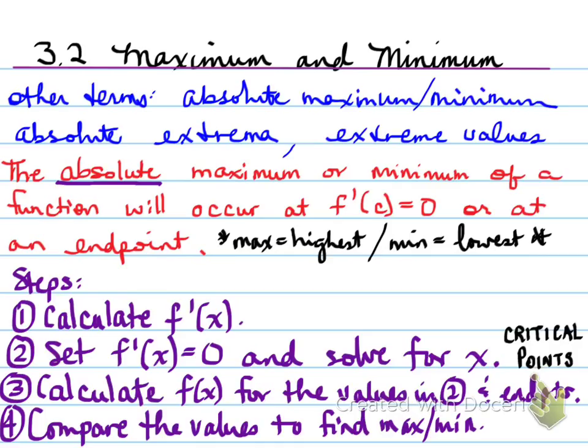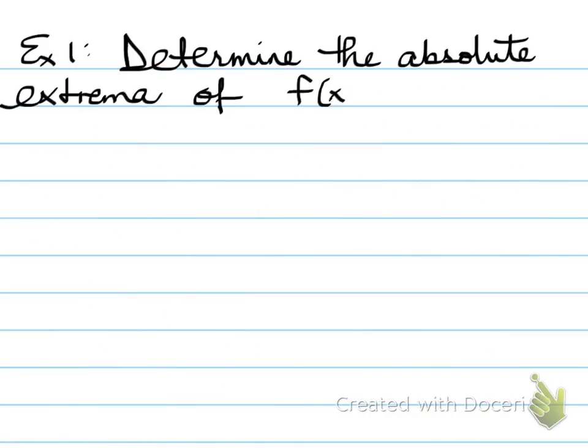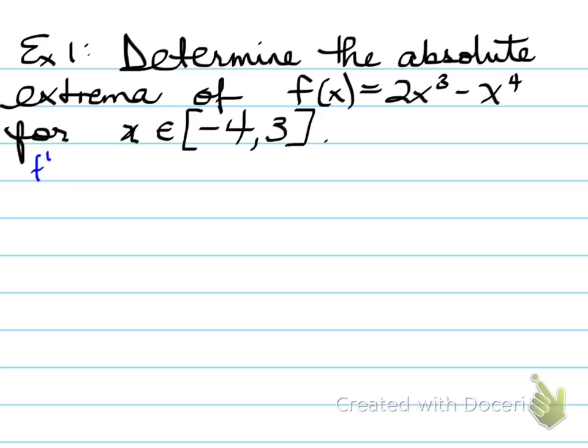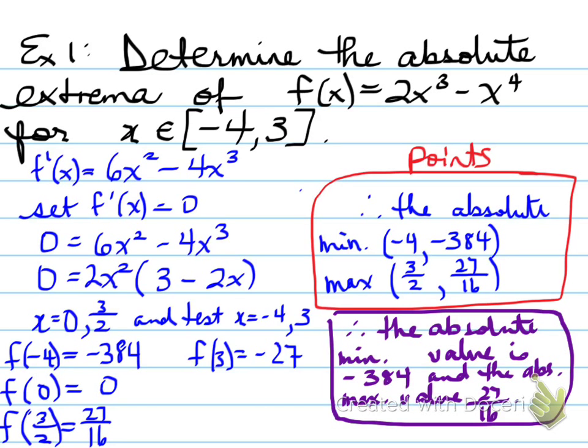All right, let's try an example. Example 1. Determine the absolute extrema of f at x is equal to 2x cubed minus x to the power 4 for x belonging to the interval from negative 4 to positive 3. So what you have to do, just like it said earlier, is step 1, find the derivative. Step 2, set the derivative equal to 0 and find what values the derivative is equal to 0.